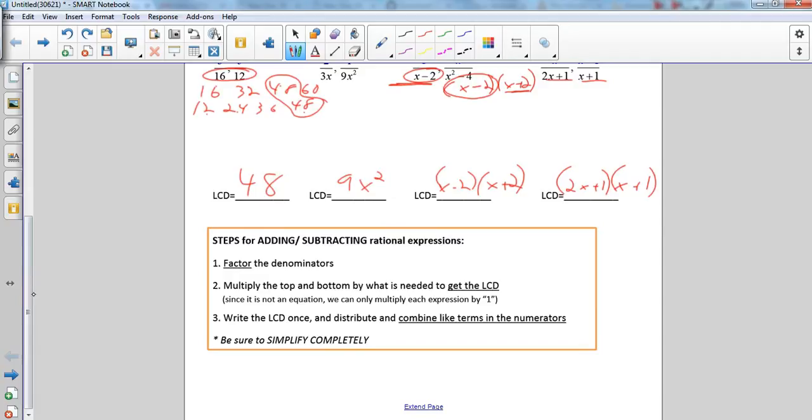Steps. First, you're going to factor, like we did up here with x squared minus 4. Then you're going to multiply the top and bottom by whatever is needed to get that LCD. Remember, we got to do the same thing on top and bottom because that's 1. And that's the only way we can change the expression. Then you're going to write the LCD once, distribute, and combine like terms, and finally simplify.